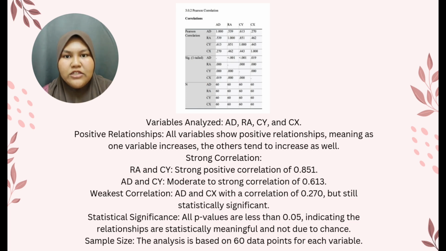The weakest correlation is between AD and CS, with a correlation of 0.270, but still statistically significant. For statistical significance, all p-values are less than 0.05, indicating the relationships are statistically meaningful and not due to chance. The analysis is based on 60 data points for each variable.